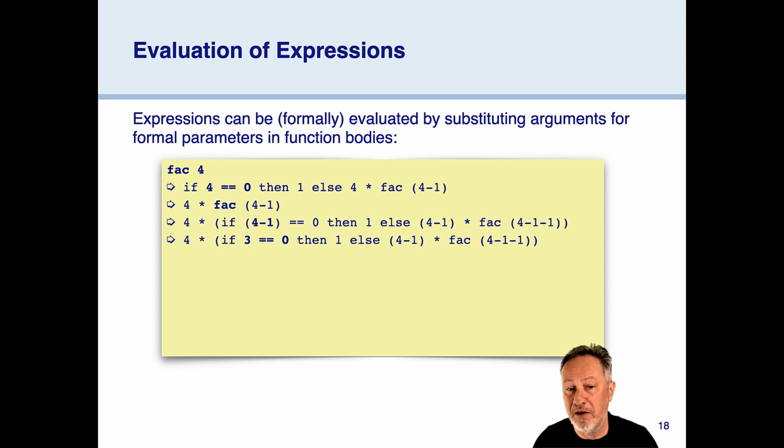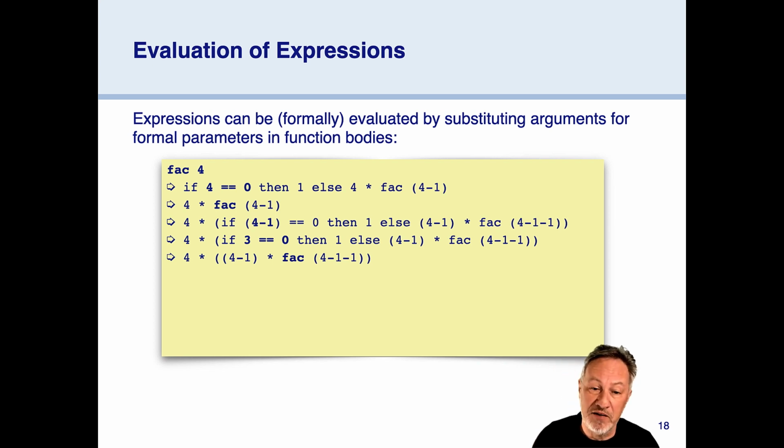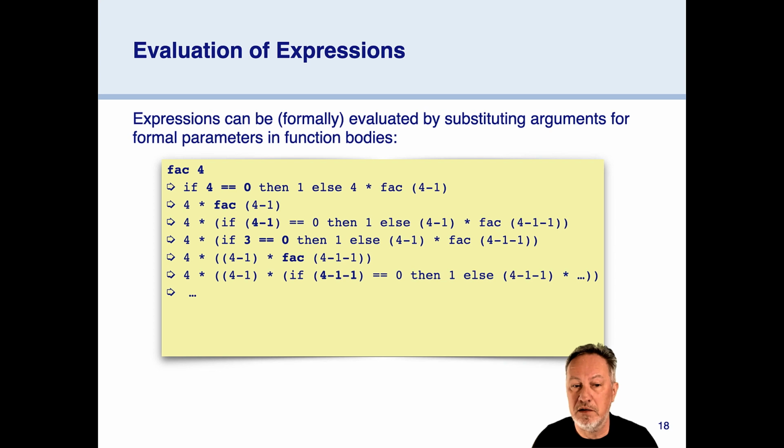So now we have to evaluate if 3 equals 0. Well, that's false. So that gives us 4 times (4 minus 1) times factorial (4 minus 1 minus 1). And we continue and continue and continue until we finally get this monster expression. And now finally we're forced to evaluate all of these subtractions, and eventually we get the value 24.